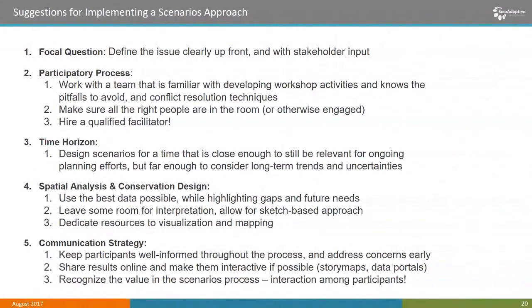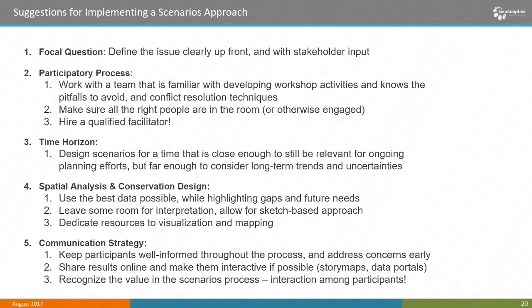On the spatial analysis side, it's important to integrate as much of the best data that's available. First of all, to capitalize on the work that's been done previously, and also identifying areas where there's not enough data or some general assumptions have to be made so that you can prioritize future data collection or development efforts. Leaving some room for interpretation, so not trying to delineate the exact boundary of a habitat, but letting people sketch general areas to facilitate a better discussion and not focus as much on the details.